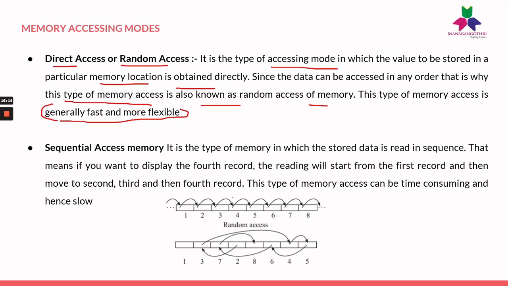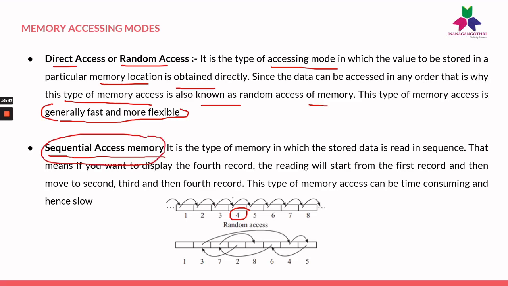We have another addressing mode, that is sequential access memory. In this type of memory, the data stored is read in a sequence, one after the other. Suppose you need to access the fourth record here. In order to access it, we need to travel from 1 to 4 sequentially: from 1 to 2, then 2 to 3, then 3 to 4. The access is sequential, which is why this is called sequential access memory.